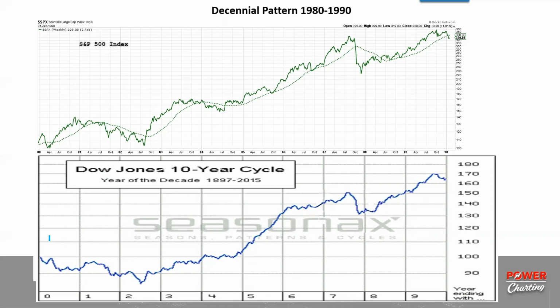The other thing that's interesting, well, you can see through the middle of the decade how there tends to be generally a good bull run, followed by a smaller but still substantial run into the end of the ninth year. Here is an important thing: the 0 to the 2 year tends to be the weakest of the 10-year decennial cycle. And this is exactly what we saw in the 80s.